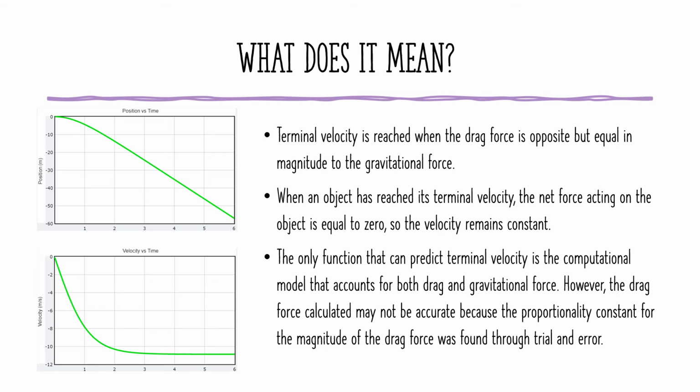Terminal velocity is reached when the drag force is opposite but equal in magnitude to the gravitational force. When an object has reached its terminal velocity, the net force acting on the object is equal to 0, so the velocity remains constant. The only function that can predict terminal velocity is the computational model that accounts for both the drag force and gravitational force. However, the drag force calculated may not be accurate because the proportionality constant for the magnitude of the drag force was found through trial and error, which might not be an accurate method.